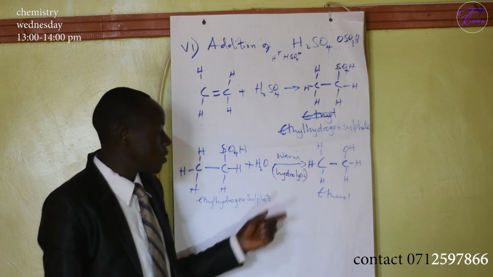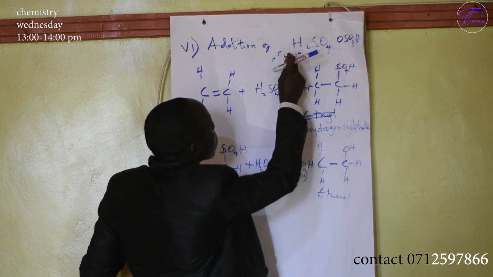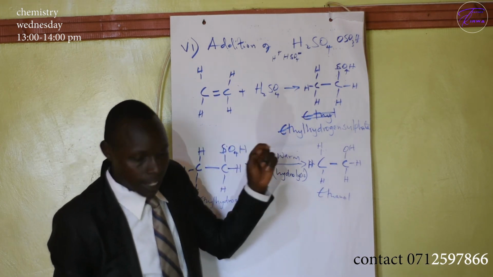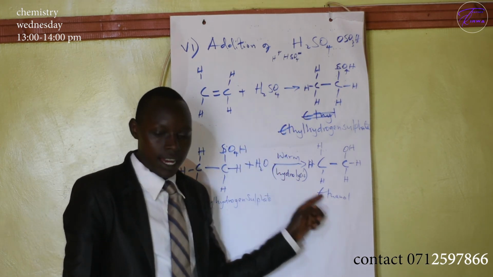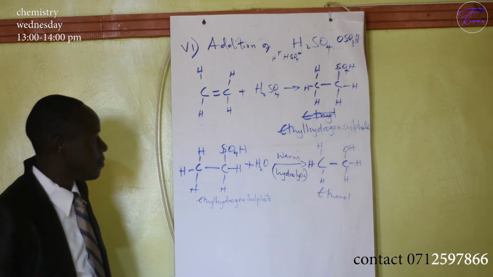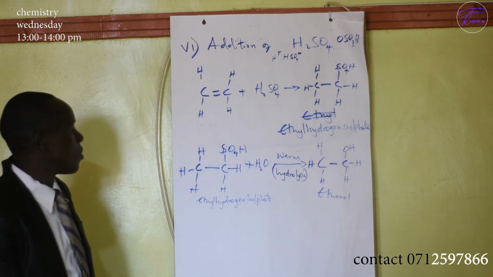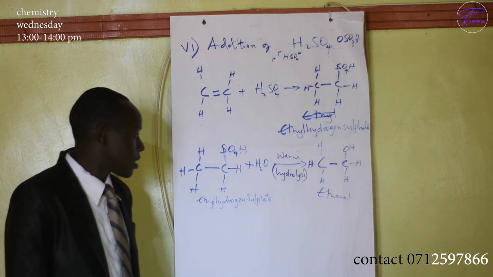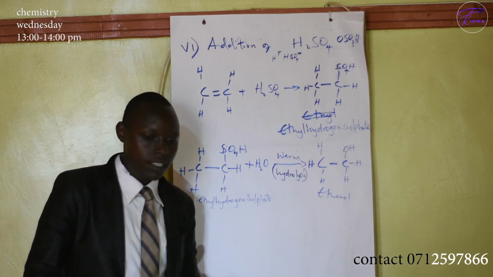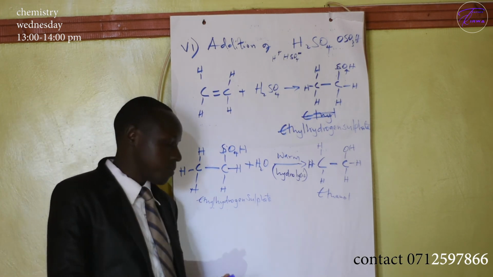Now dehydration, we said, ethanol is dehydrated by concentrated sulfuric(VI) acid. So when the process is reversed, then that one is called hydrolysis, and it leads to formation of an ethanol or an alkanol. So those are the addition reactions for alkenes, and also the same will happen for alkynes when we reach there.